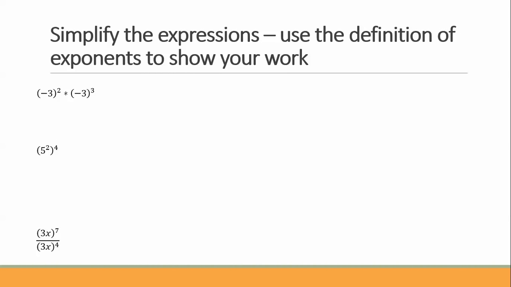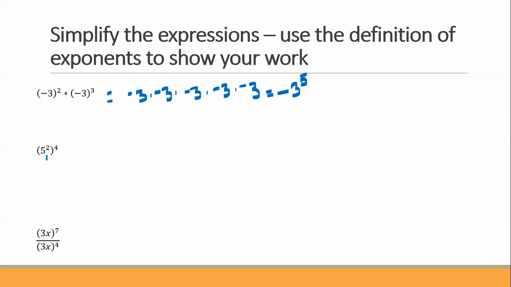So this one we're going to use our definitions and then show our work. So this is negative 3 squared. So the negative is part of the base squared. So this is negative 3 times negative 3 times, now this is negative 3 cubed, so negative 3 times negative 3 times negative 3. We have 1, 2, 3, 4, 5 negatives, so our final answer is going to be negative. And then we have 1, 2, 3, 4, 5 3s, so negative 3 to the 5th.